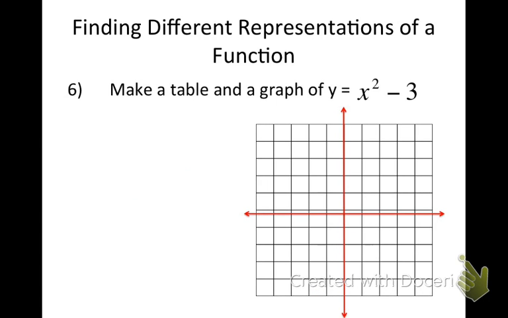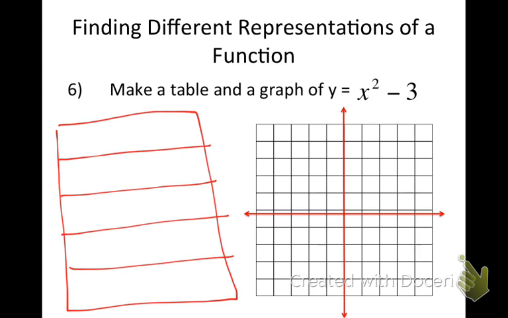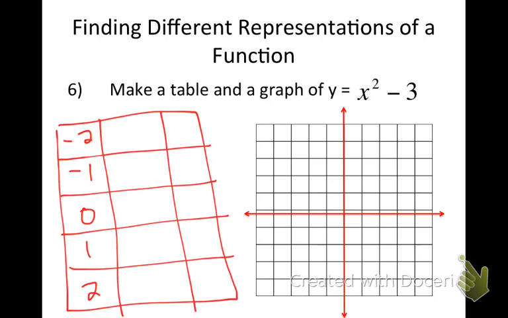Let's try number 6. I have make a table and graph of y equals x squared minus 3. So I'm going to make a table over here. What are some of the best values I want to choose? -2, -1, 0, 1, and 2. Okay, I'm going to plug it in. So I'm going to plug in -2 squared minus 3. Well, what's -2 squared? 4 minus 3? 1. So I get -2, 1.